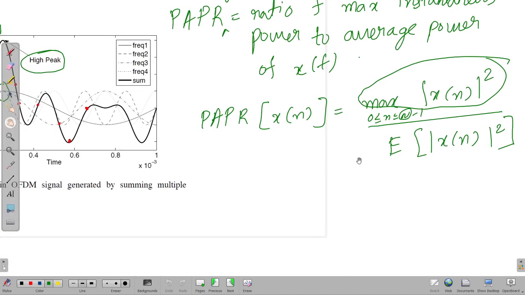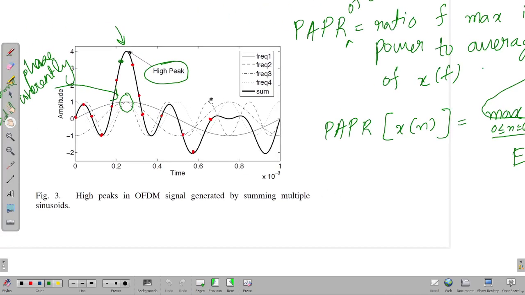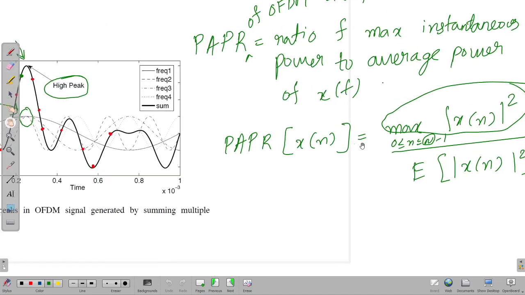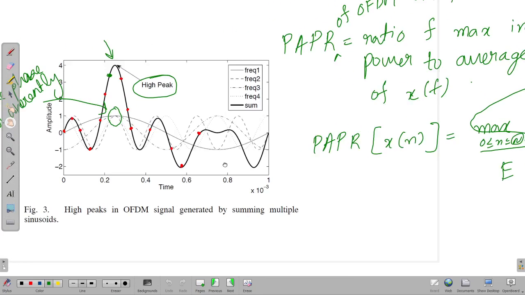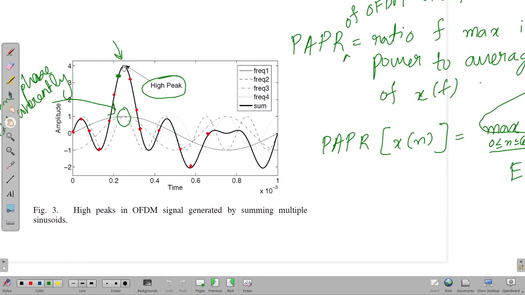And when you measure it like this, if you consider n minus 1 samples, another issue happens. And this issue is that you consider only capital N points. You have only N points. But in reality, you may have signal peaks which are having more amplitude than this.